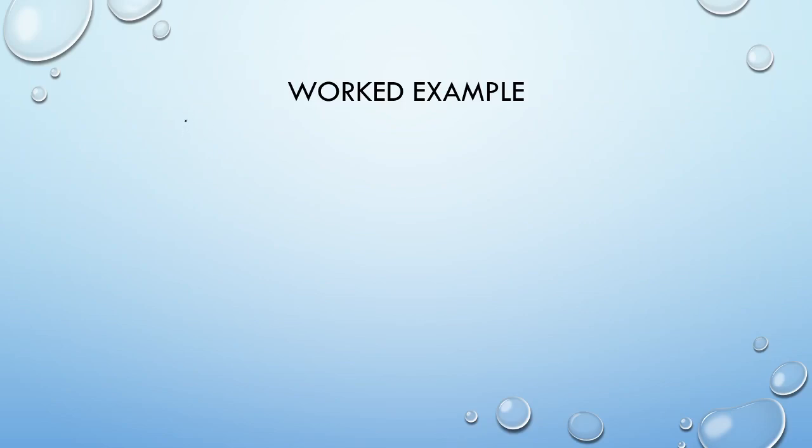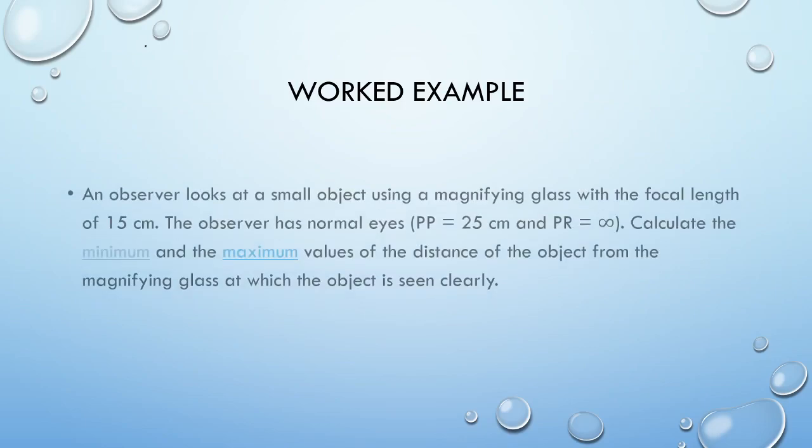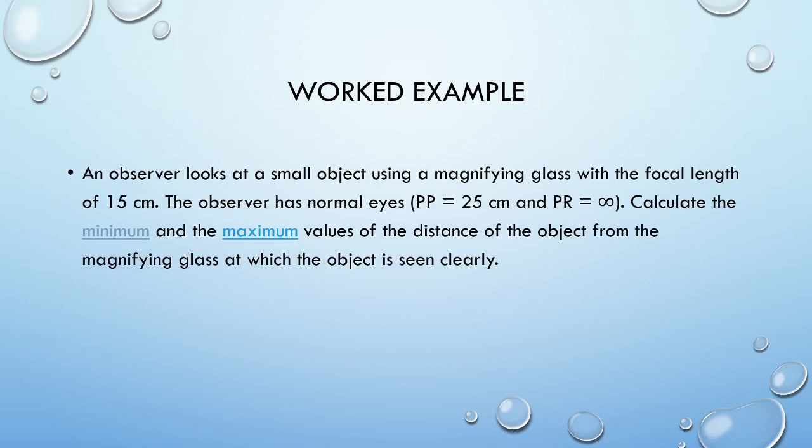In this video, we will discuss the third work example. An observer looks at a small object using a magnifying glass with the focal length of 15 cm. The observer has normal eyes, PP equals 25 cm, and PR equals infinity. Calculate the minimum and the maximum values of the distance of the object from the magnifying glass at which the object is seen clearly.